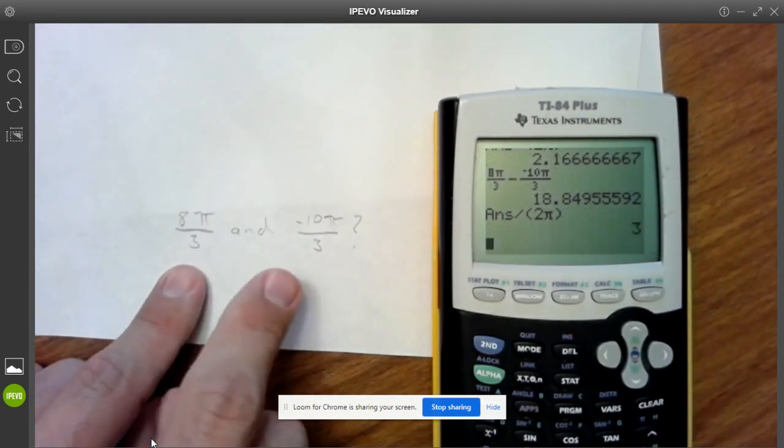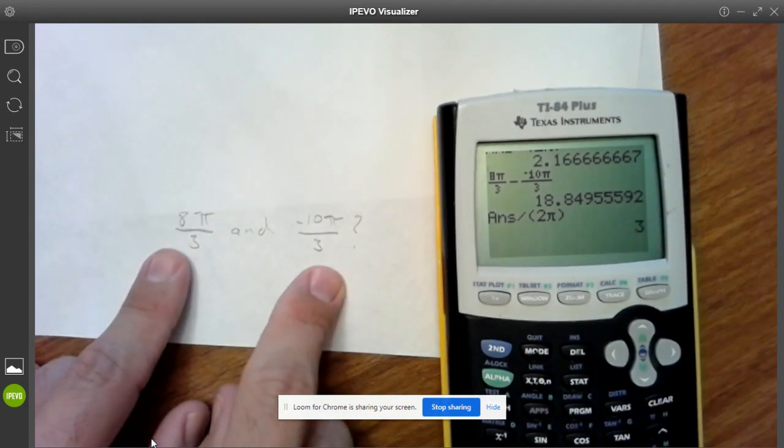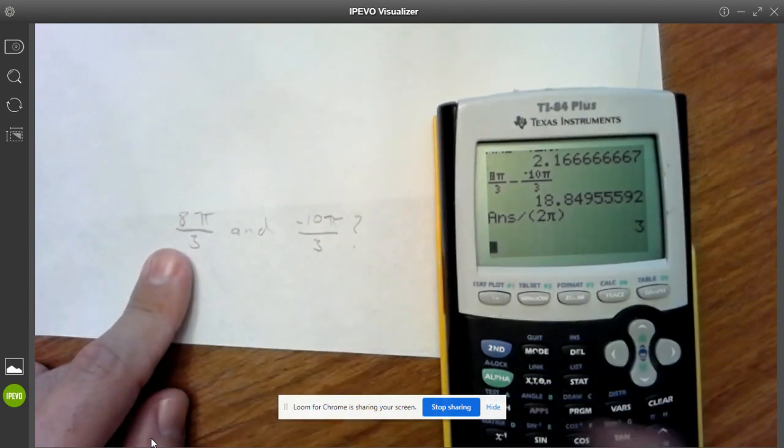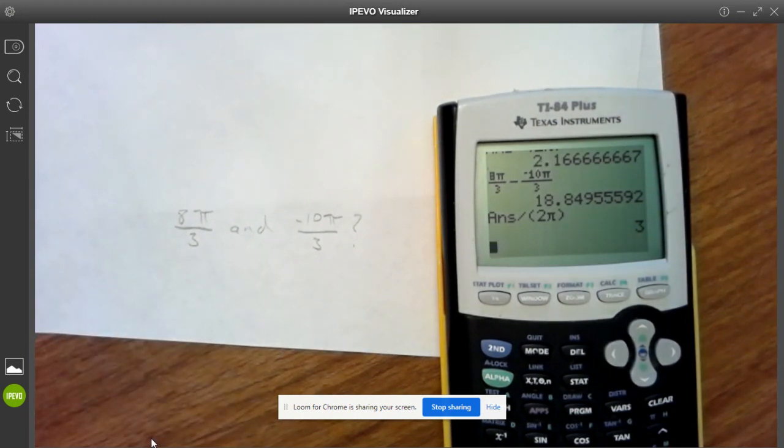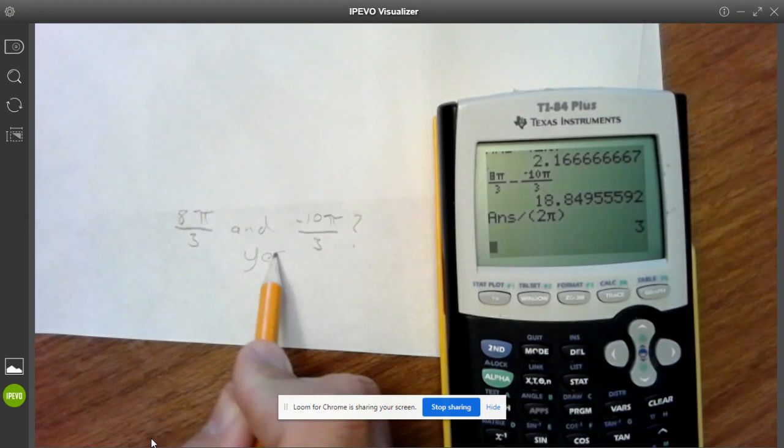So that was the same idea as before. We were subtracting them and dividing by 360. Well, 360 is the same as 2 pi, so we did really the same thing. So these two, it would be a yes. They are coterminal.